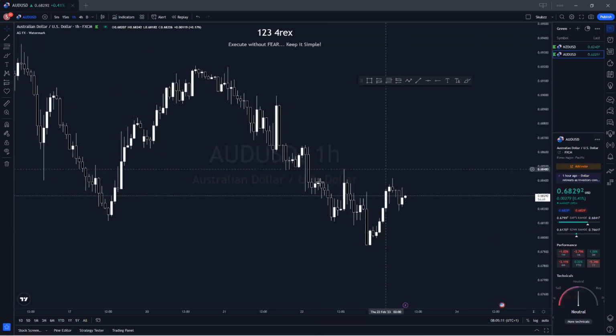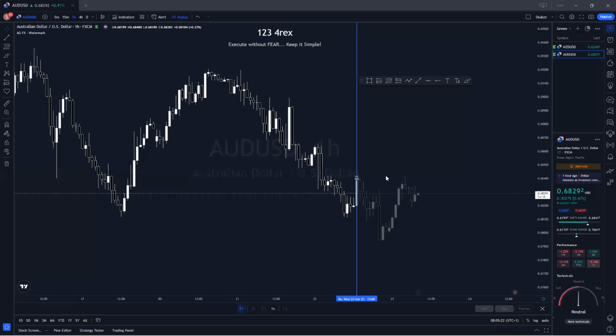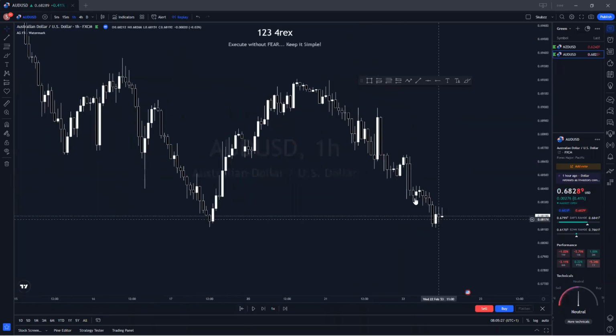We're starting with AED USD. So yesterday, the opportunity we had on AED USD was more or less, let me show you guys how we got it. When we were doing our analysis, AED USD was already creating this lower low here. So what we did was simple.